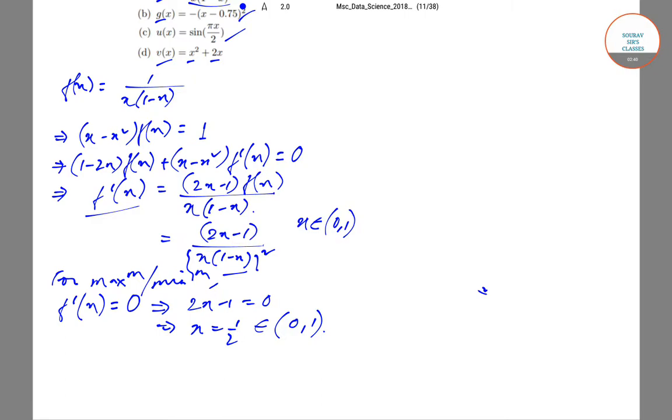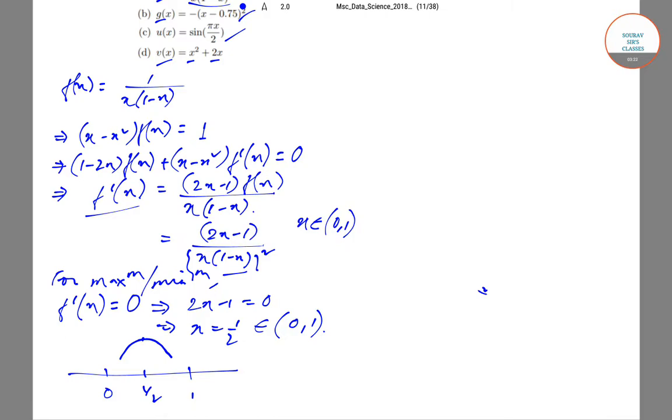Now for that we need to find f''(x), which we can find in the usual method, or we can do one more thing. Let us draw a number line over here, where this is 0 and this is 1, and this is the point x = 1/2. If at the point x = 1/2, f(x) is a maximum, suppose it is somewhere over here. If f(x) is a minimum, the curve will look somewhat like this.